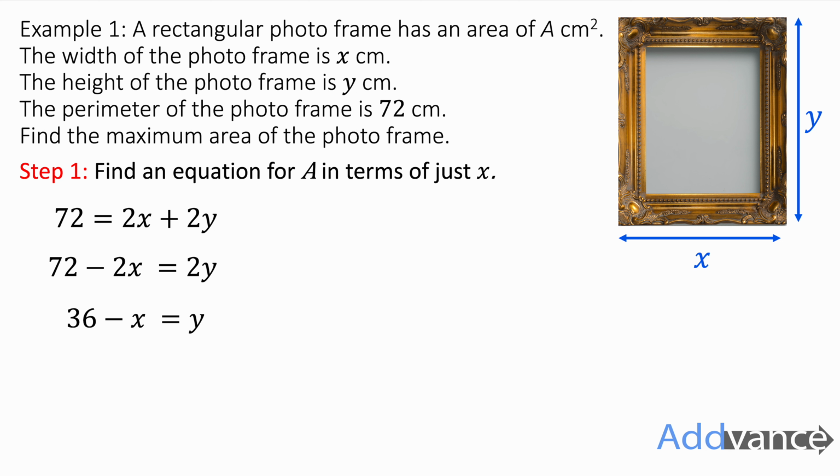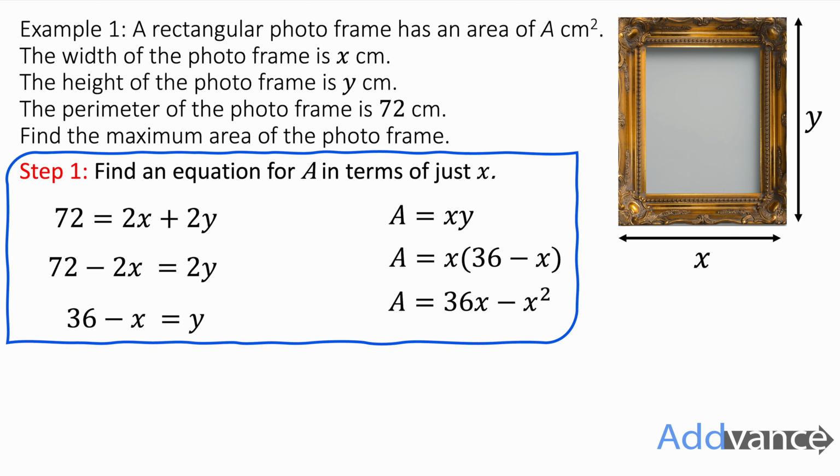And that's useful because now I want to find the area. And I've got area is given by x times y, base times height, like this. But this is an equation in 2 variables. I only want one variable. So I'm going to do something clever. I'm going to replace the y with 36 minus x. So area is given by x times 36 minus x. And now I've got an equation with only one variable. And I'll just simplify that by expanding the bracket. And so step 1 is completed. I now have an equation of A in terms of just x.